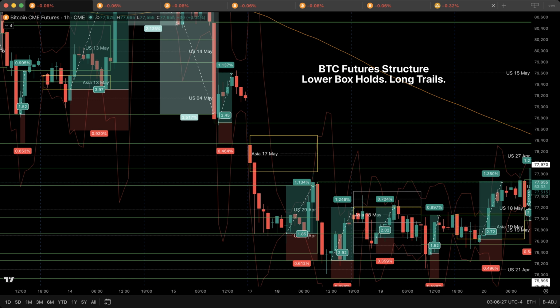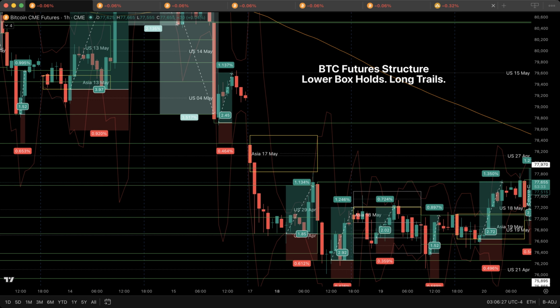The long begins at the lower edge, because that is where failure can be defined. The stop sits at the April 21st US upper boundary, because that is where the reclaim idea truly breaks. The first target sits at the Asia upper boundary because the first job is to complete the box rotation. The trail reaches the May 18th US upper boundary because that is the next memory above.